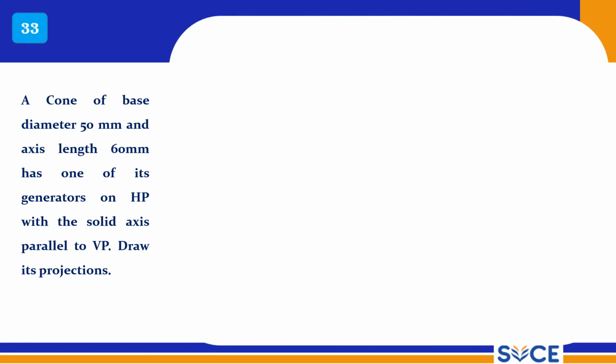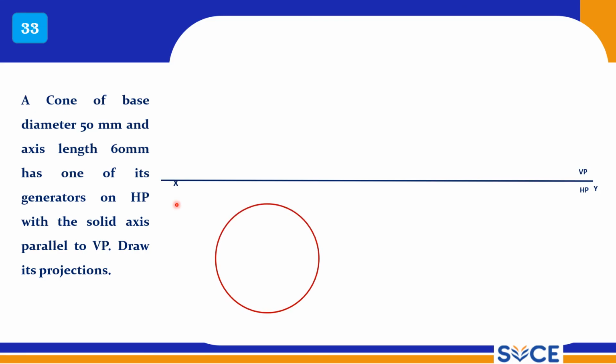It is the 33rd problem. A cone of base diameter 50 mm and axis length, the height, 60 mm, has one of its generators on HP with the solid axis parallel to VP. One of its generators on HP means the extreme generator is lying on the HP. It means it is sleeping on the ground, on its extreme generator.